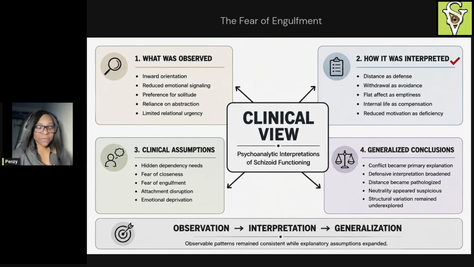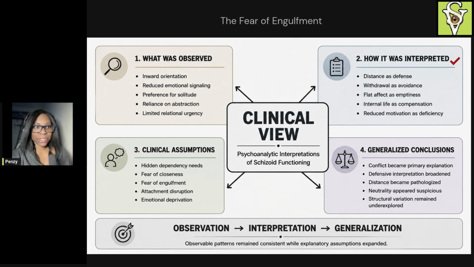And the internal life of the schizoid was framed as compensation for unmet attachment needs. Over time, these interpretations became generalized across different schizoid presentations. As I was alluding to earlier, this doesn't mean that fear-based dynamics never existed. For some individuals, engulfment anxiety, intrusion sensitivity, and dependency conflict may play a central part of their lives, particularly within trauma-linked configurations and secondary schizoid structures. However, the argument is not that these experiences are false, but that they may not apply universally across the schizoid spectrum.